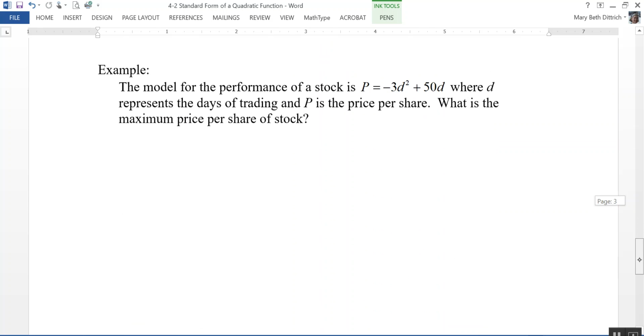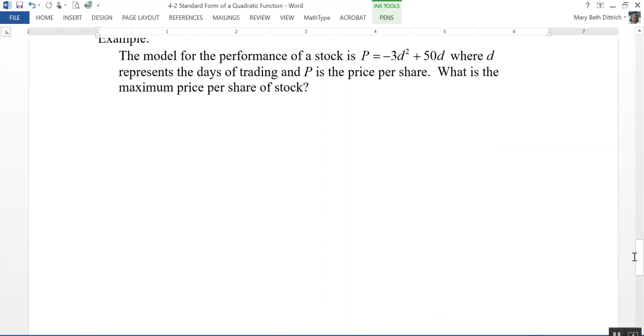Okay, and our last problem here is a word problem. The model for the performance of a stock is P equals negative 3d squared plus 50d, where d represents the number of days of trading and P is the price per share. So in other words, the price per share is dependent on the number of days of trading. So an ordered pair would look like d comma p. D is our independent variable, P is our dependent variable. What is the maximum price per share of stock?